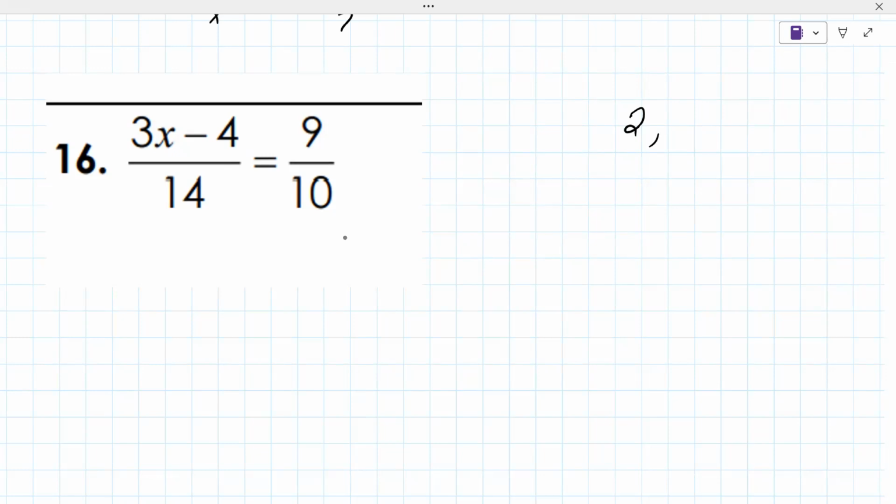Are you sure? How do I check if they go into each other again? Well, like 2 is the nice one. That's if they're both even. They're both even. There you go. So I mean, you don't have to pre-reduce.